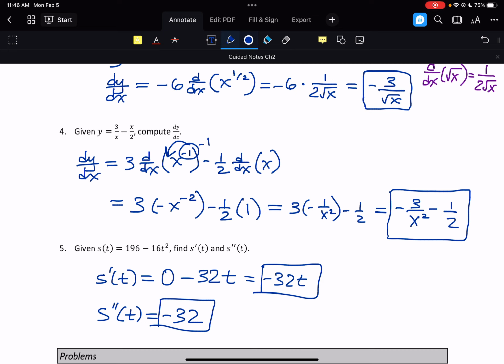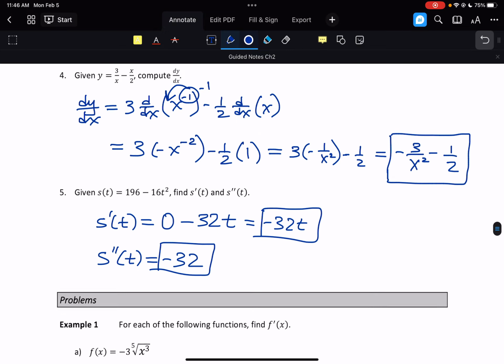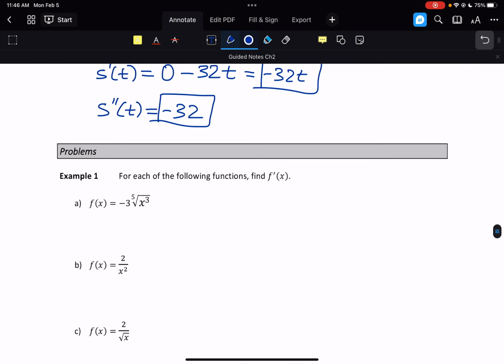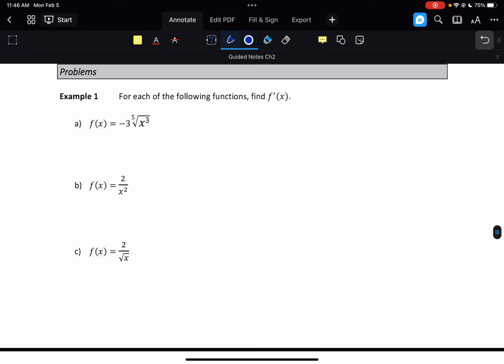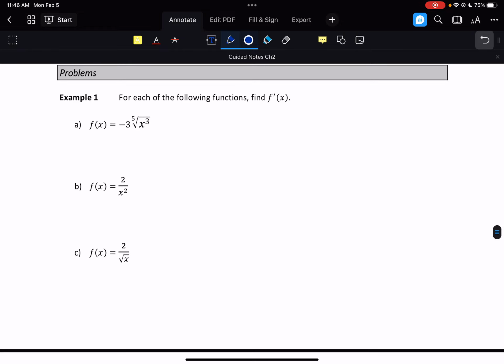If, for example, the question had asked for the third derivative, we would take the derivative of this, which would just be 0. And then we would just have zeros the rest of the way out. Let's try a couple more. So find f prime of x for these following functions.